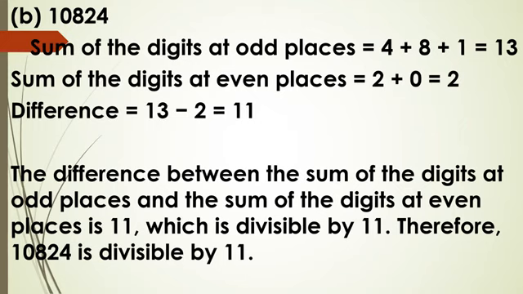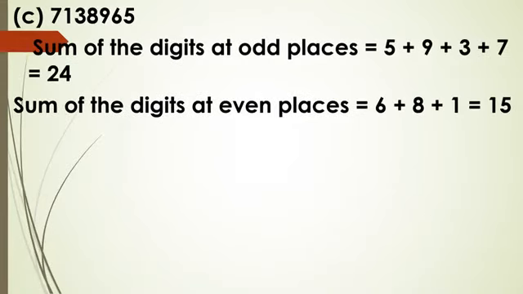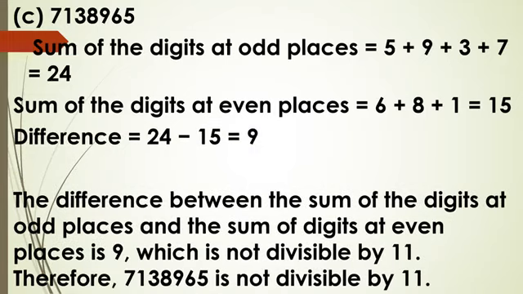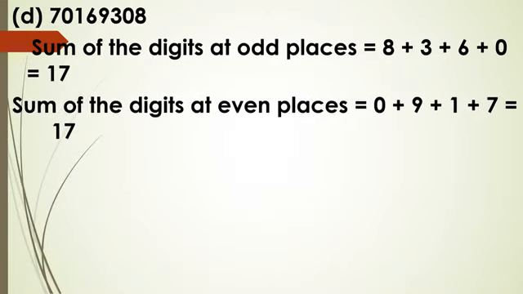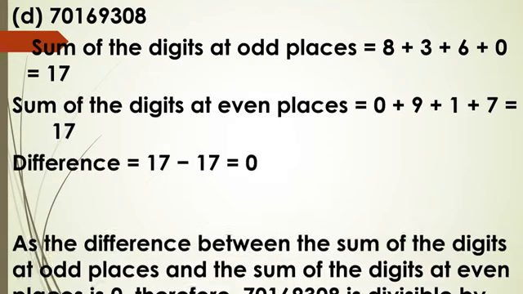Now in this way you can check all the solutions. I have done all the parts. All the parts are same. So you can check solutions from here. Explanation is same. Sum of odd place digits, sum of even place digits. Find out their difference. If the difference is either 0 or a multiple of 11, then the number is divisible by 11, otherwise not. Okay? Check your answers.